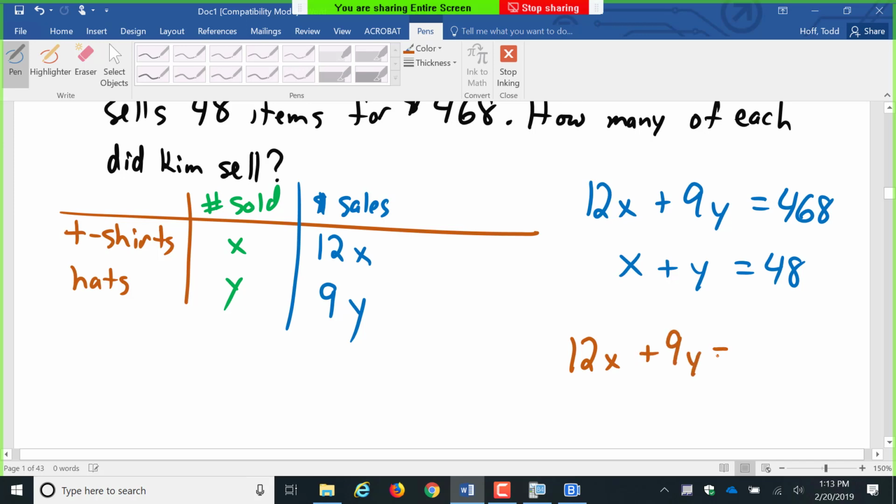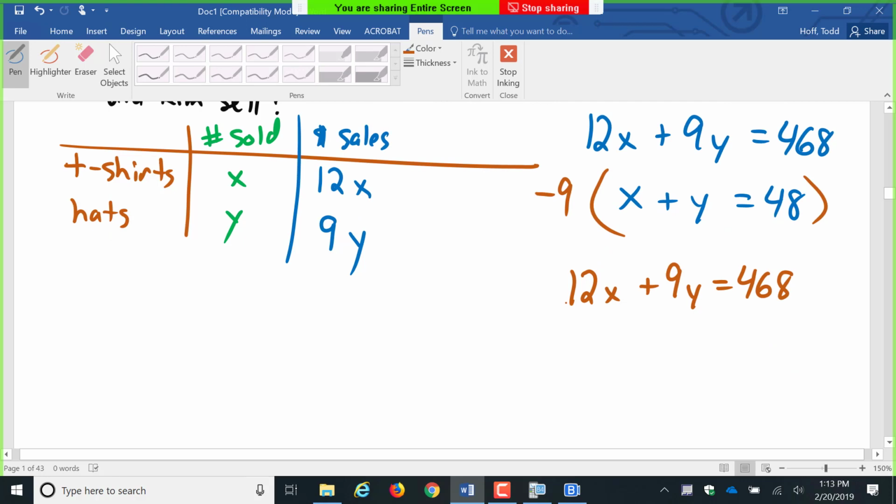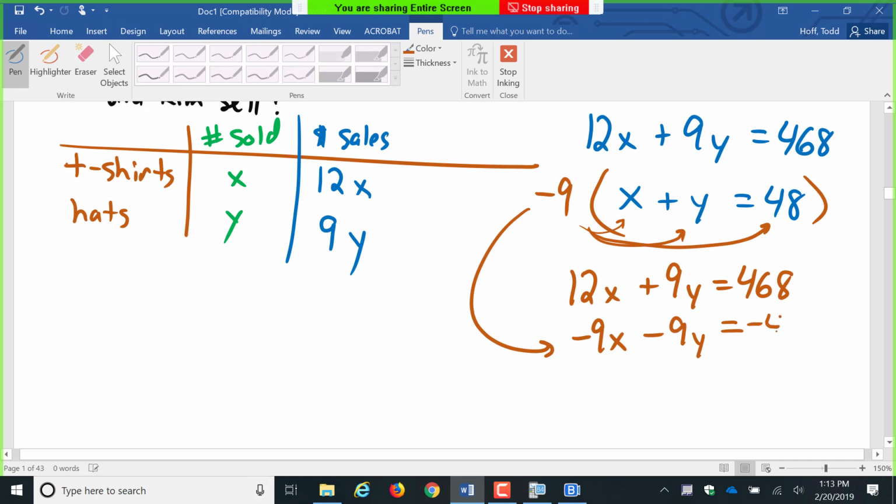12x plus 9y equals 468. I'm going to leave exactly like that. This bottom equation I'm going to multiply by negative 9. Negative 9 times x is negative 9x. Negative 9 times y is negative 9y. Equals negative 9 times 48 is negative 432, I believe. Yeah.